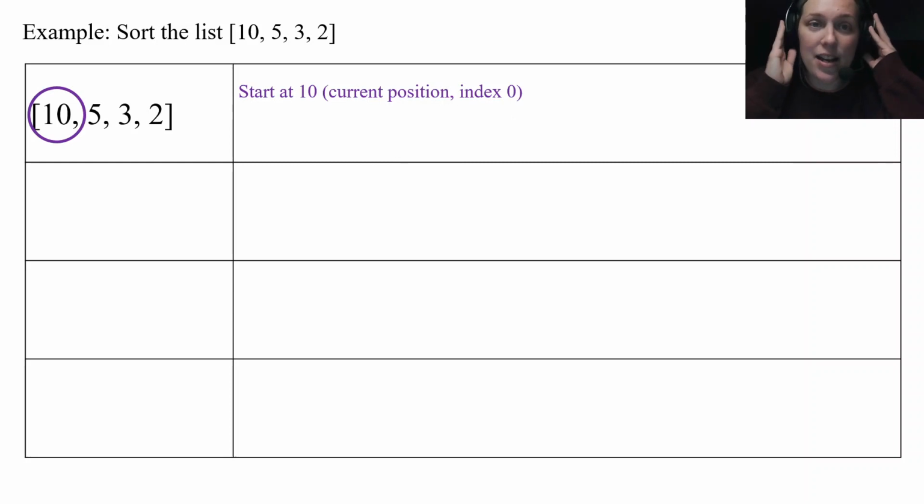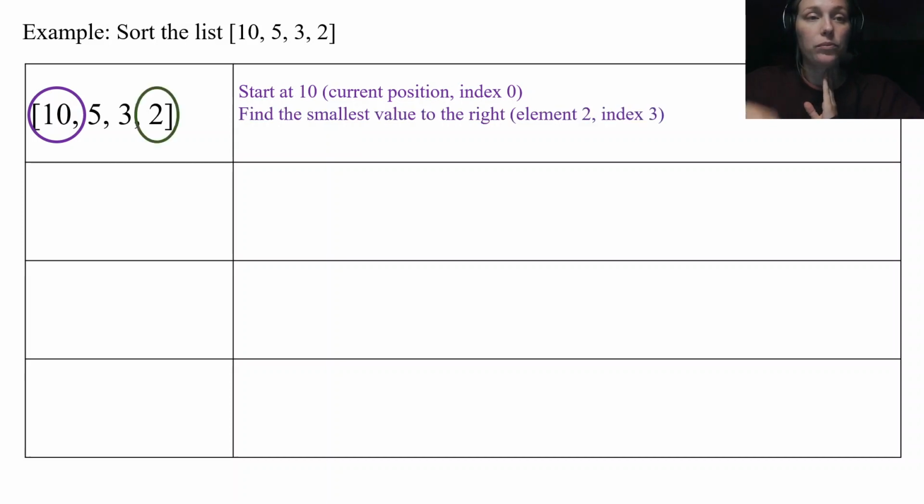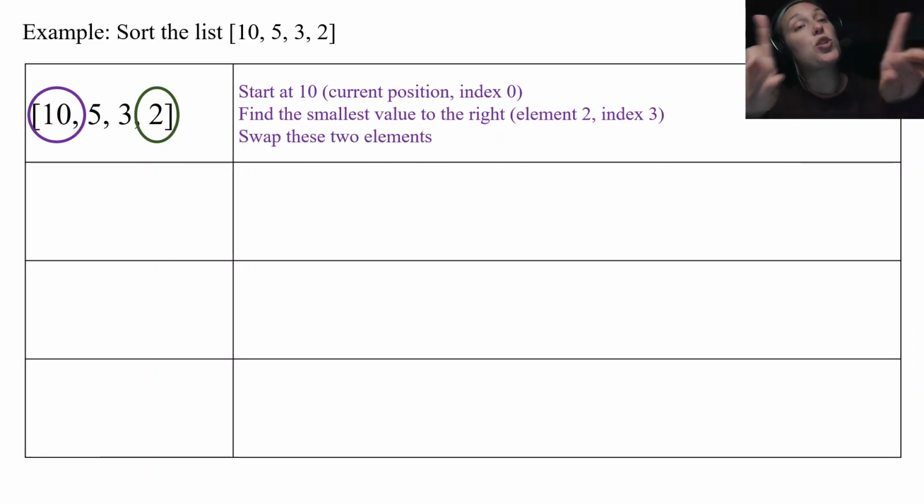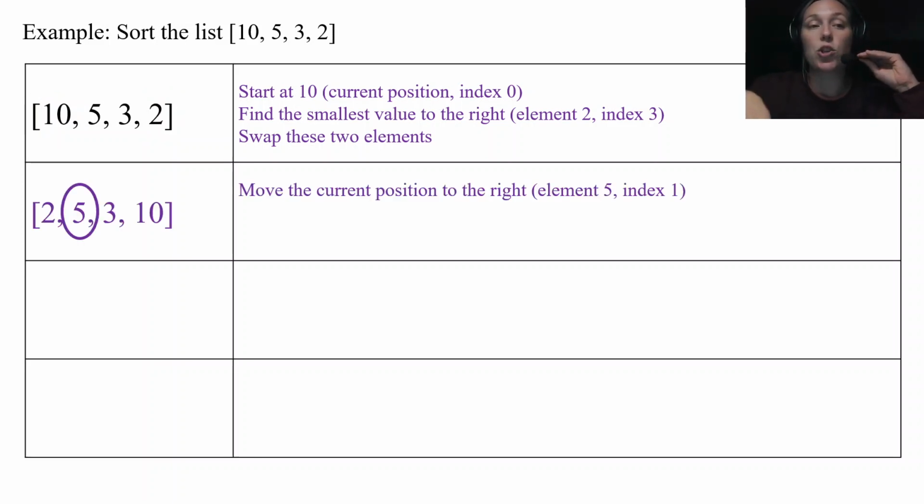We start at 10, so our current position is index 0. That's our starting position. We're going to find the smallest value to the right, so we compare 10 to 5, 3, and 2. All of them are smaller than 10, but which one is the smallest? That's what we're going to find. 2 is the smallest value to the right of 10, so we identify it, and what we're going to do is swap these two. The 5 and 3 stay in the same spot, but we swap these two elements. So our array looks like this: the 2 goes in that first spot and the 10 goes in that last spot.